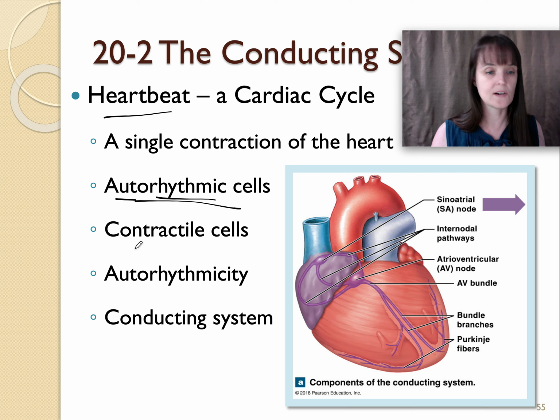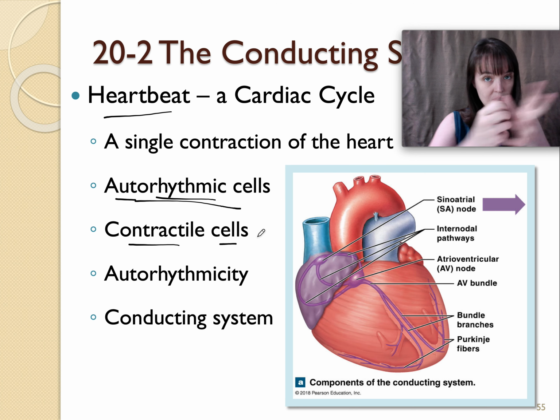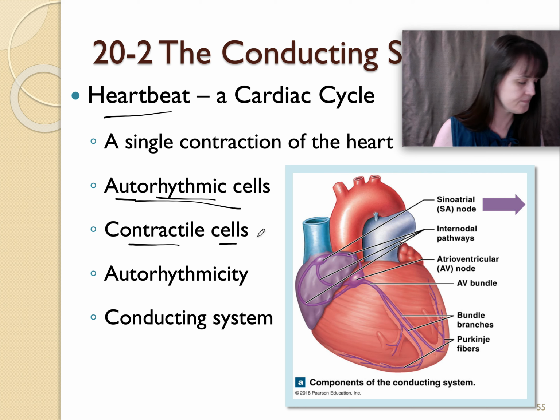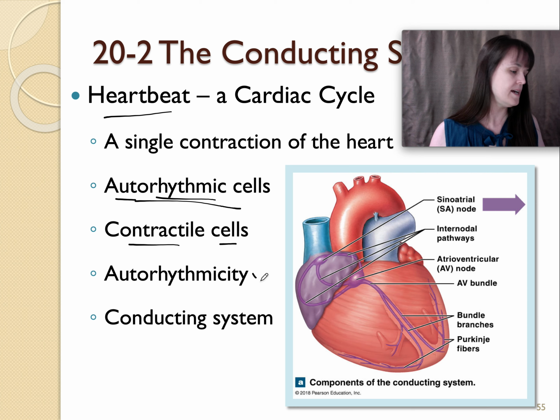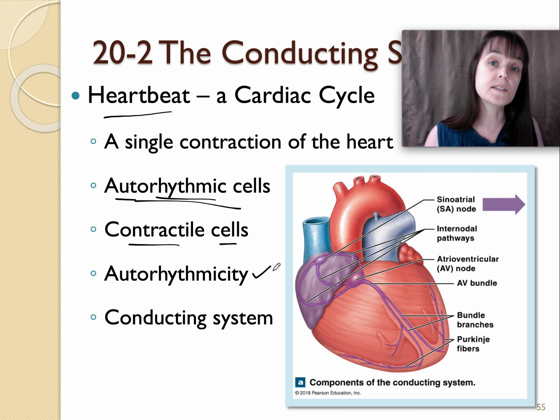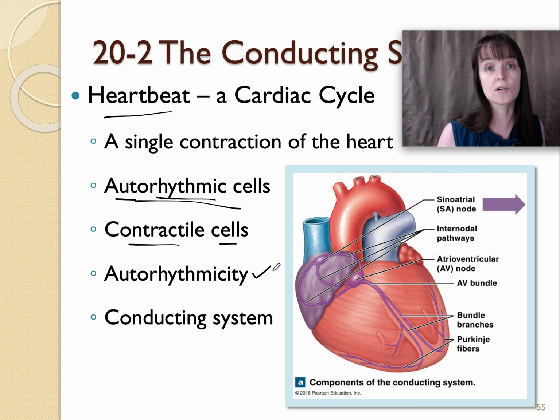Contractile cells are the majority of the cells of the heart. Those are the cardiocytes that contract. That's what makes the heart beat. But the autorhythmic cells are what start the heartbeat, and then the contractile cells contract to actually pump the blood. Autorhythmicity is the fact that the heart beats on its own. There is no neural input or hormone needed for the heart to beat.